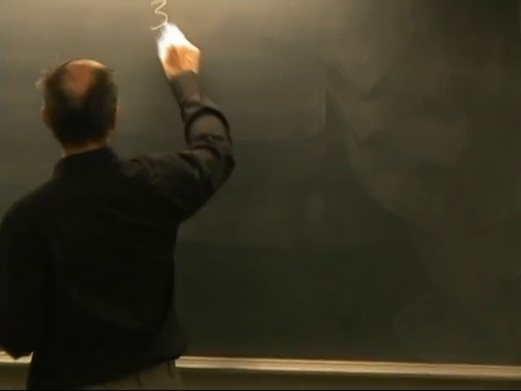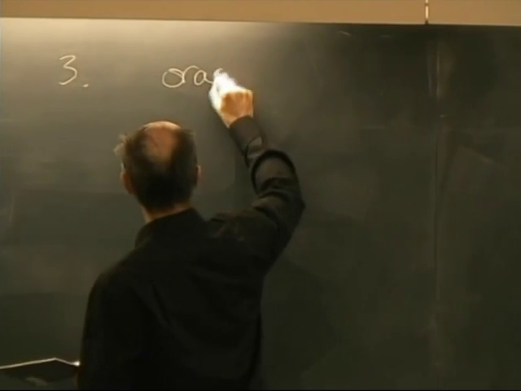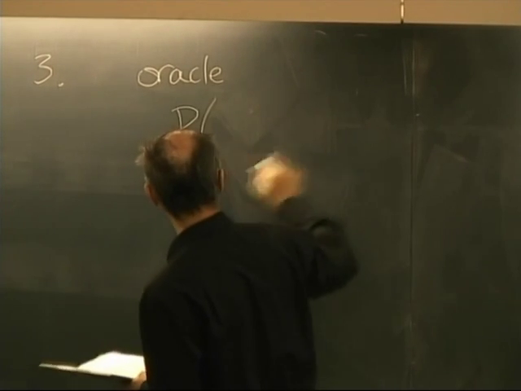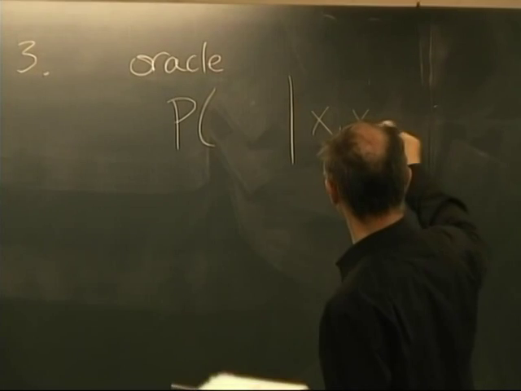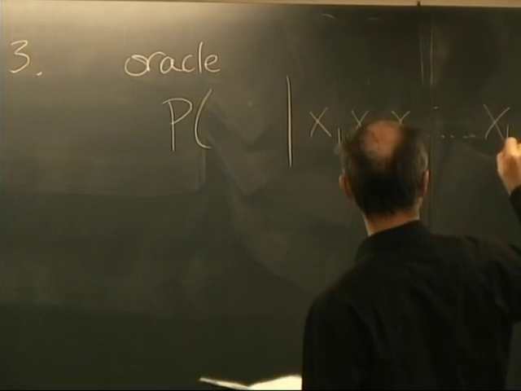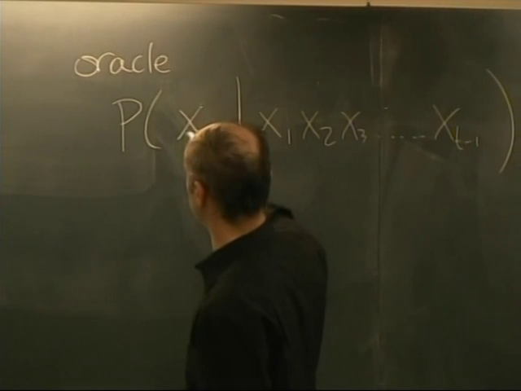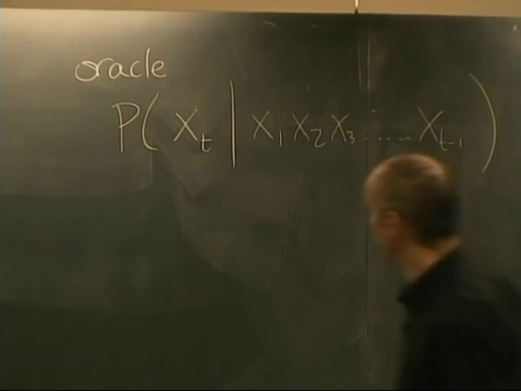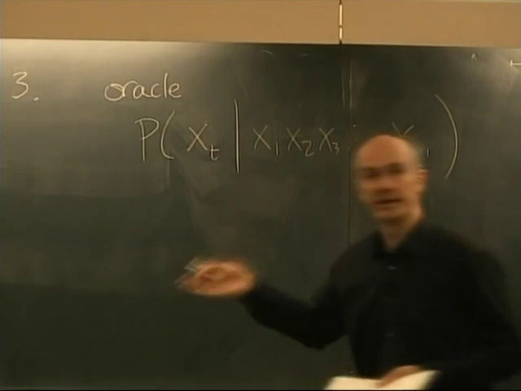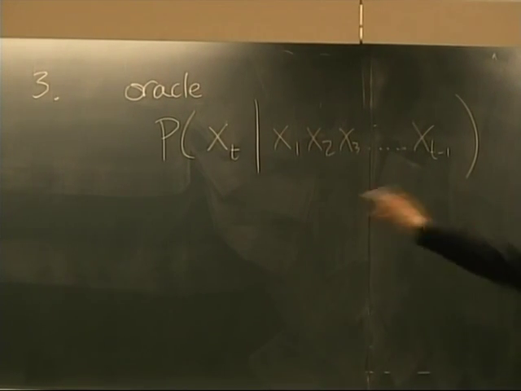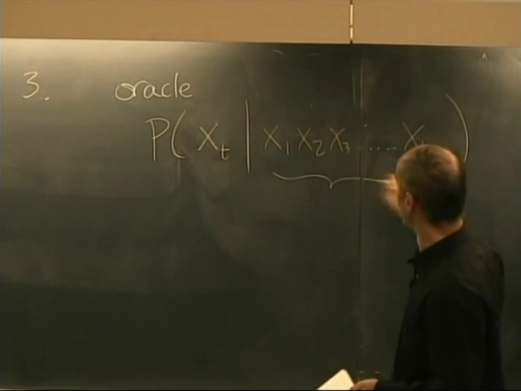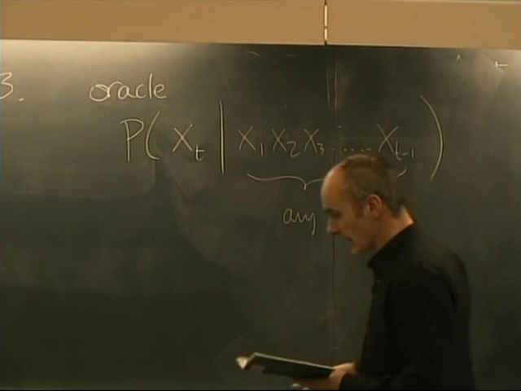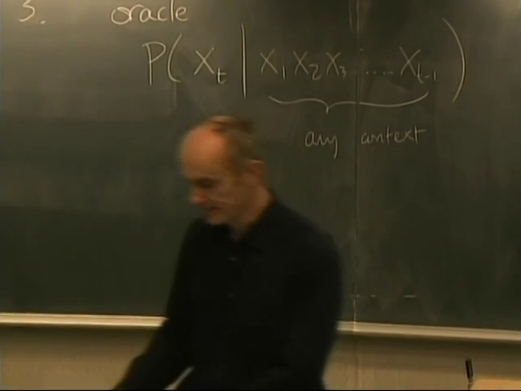And the third task we'll discuss is the general situation where an oracle is available. The oracle's job is, given any context, x1, x2, x3, and so on up to xt minus 1, the oracle will supply you with the probability of the next character, which you should assume is the correct distribution for that next character. And there will be an identical twin oracle at the other end who will produce exactly the same distribution in response to that same context. So this is any context. And then the question is, how should you compress when you've got that oracle?